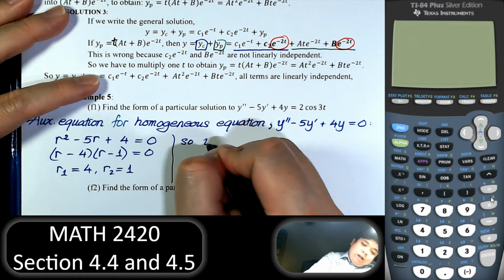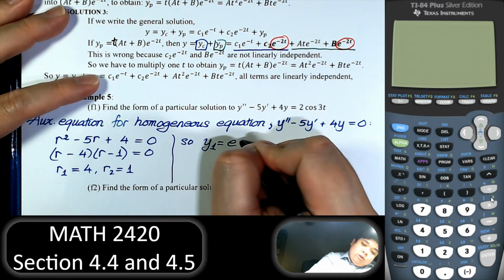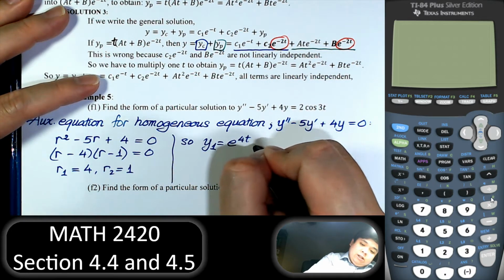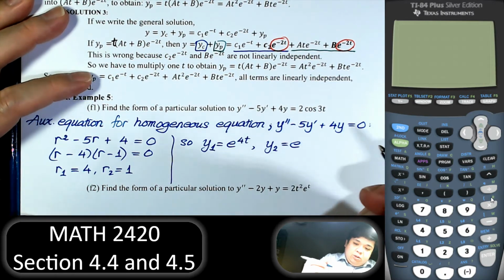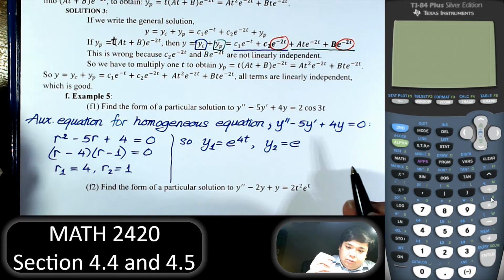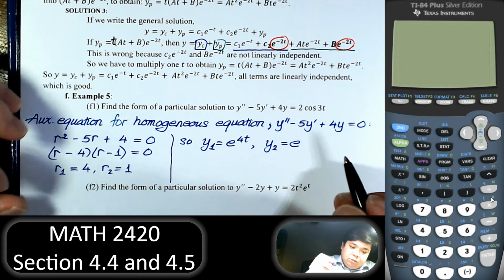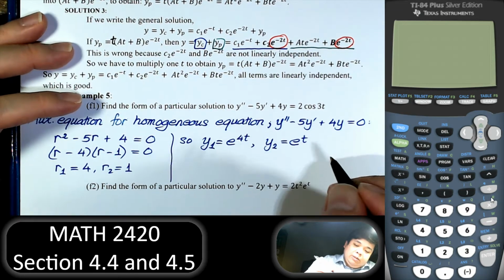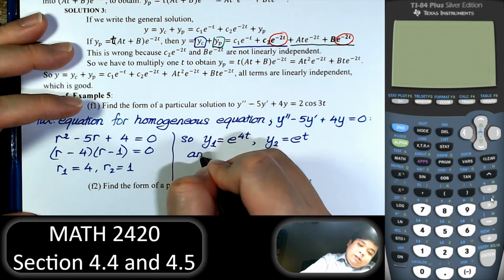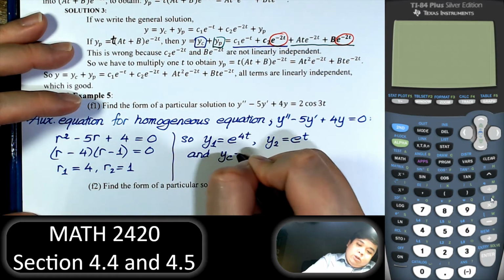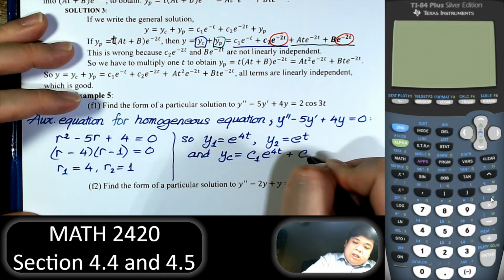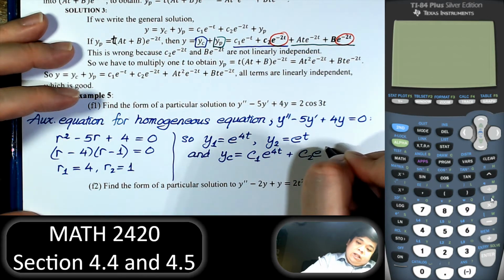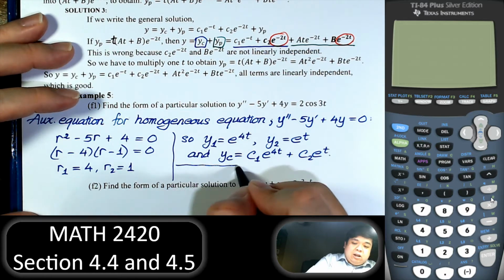So for that we have y1 is e to the 4t, y2 is e to the t, and the complementary solution is c1 e to the 4t plus c2 e to the t. Right, so that's the first step we do.